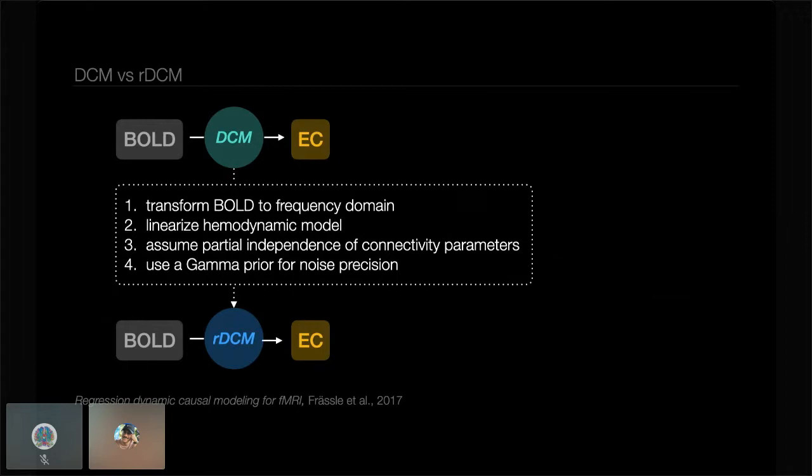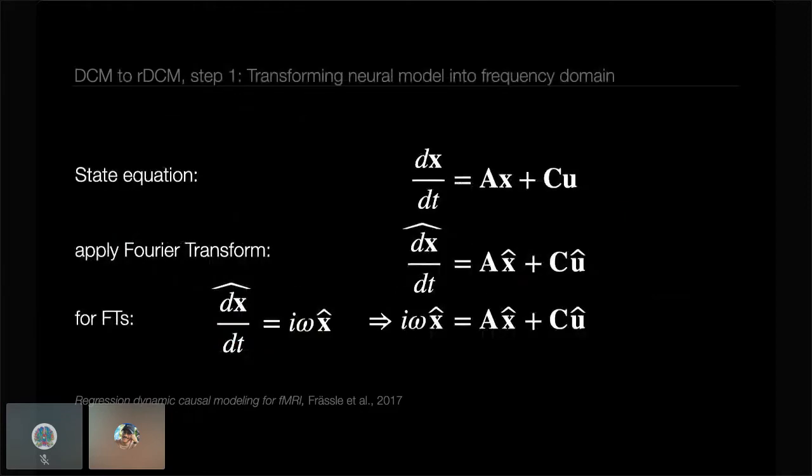Let's take a minute to look at these steps in slightly more detail. So the first step is to transform the state equation into the frequency domain. Notice that the system described in the final line is still linear with respect to the model parameters. If you're not familiar, the last two lines are a property of the Fourier transform, which basically states that the derivative is a linear multiple of the function itself.